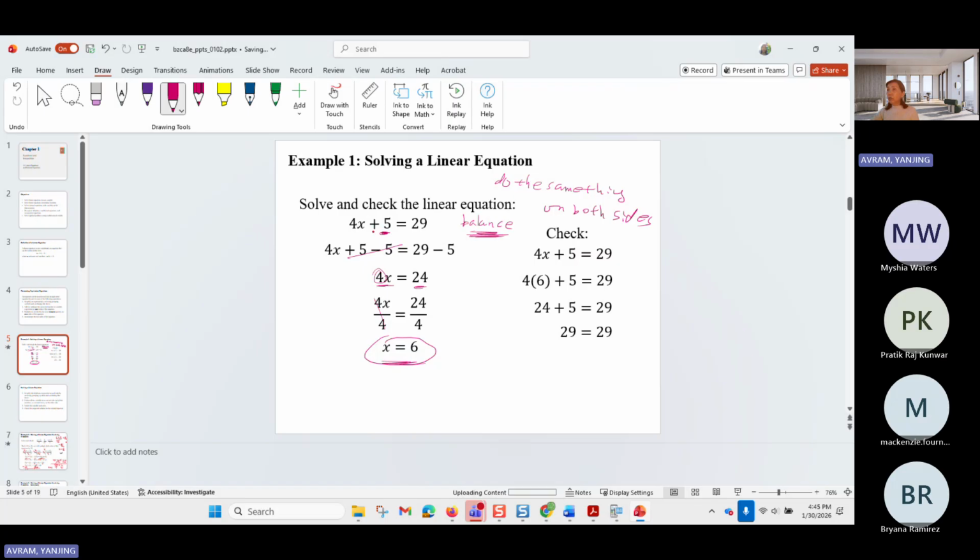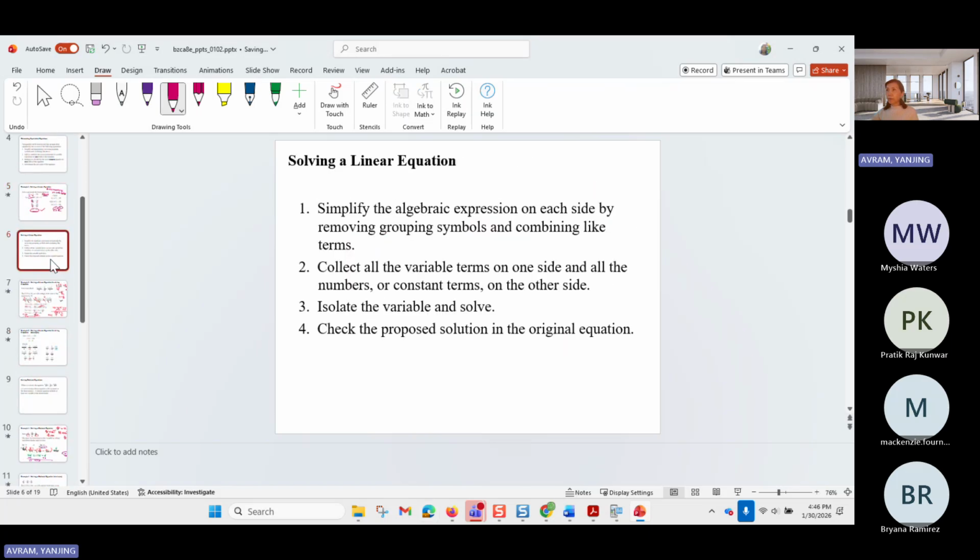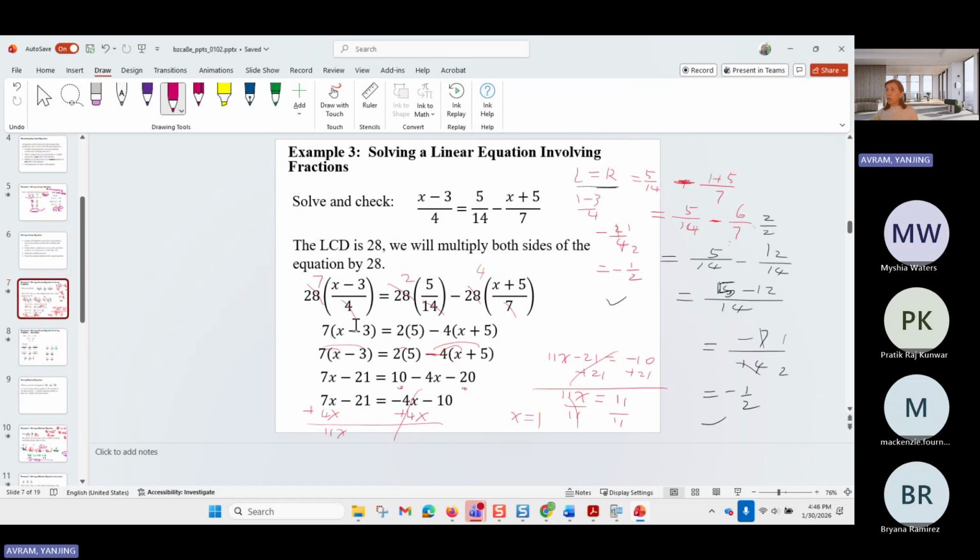How do you check if your answer is correct or not? You can plug it back into the original equation to see if it is equal. When you plug x equal to 6 in, you have the left-hand side equal to the right-hand side, so that means it checks. That is the correct answer. So that is how you solve this one right here.